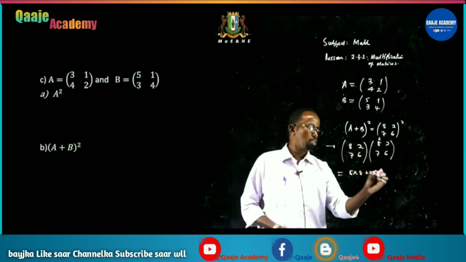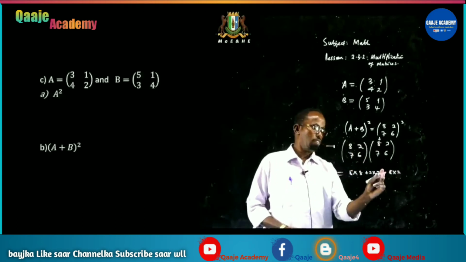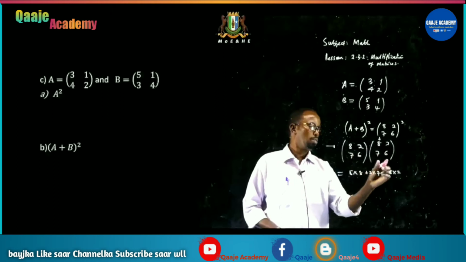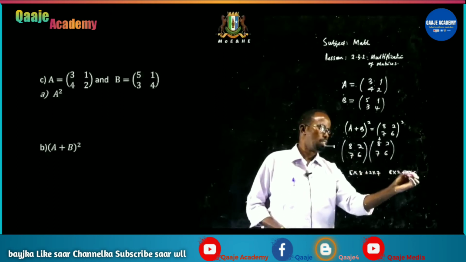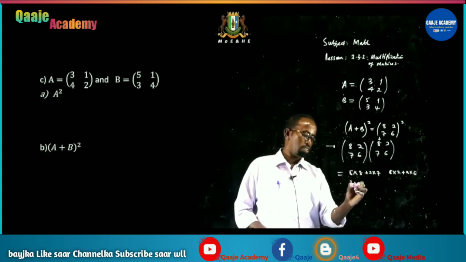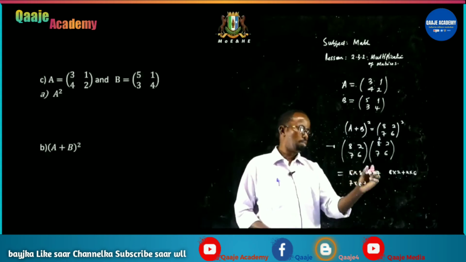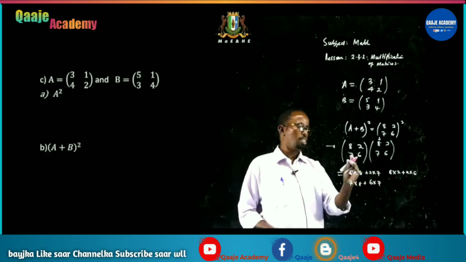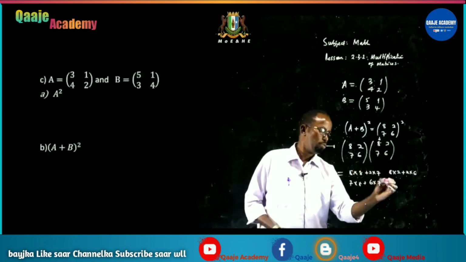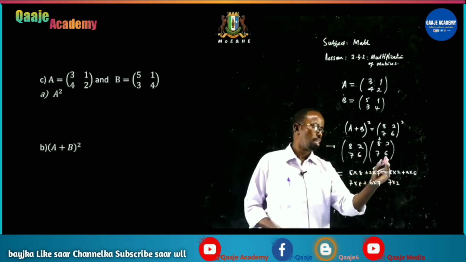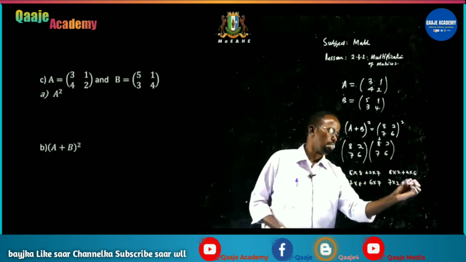Then 8 times 2, you leave a space. 8 times 2 plus 2 times 6. 7 times 8 plus 6 times 7. And then 7 times 2, 6 times 6, plus 6 times 6.